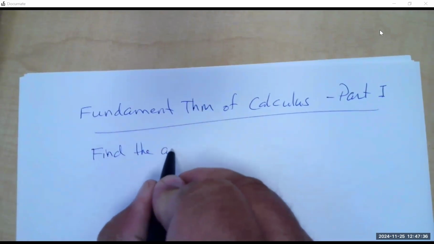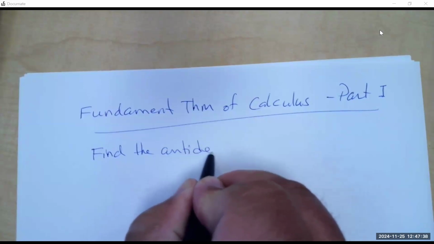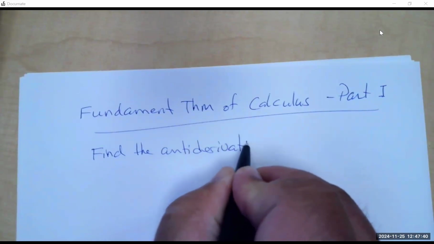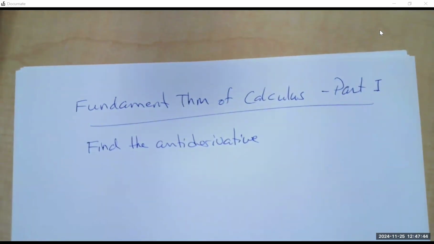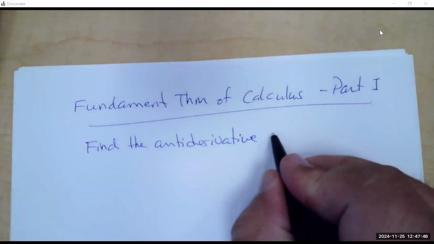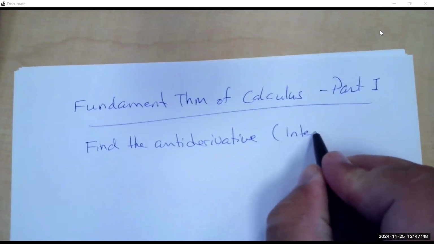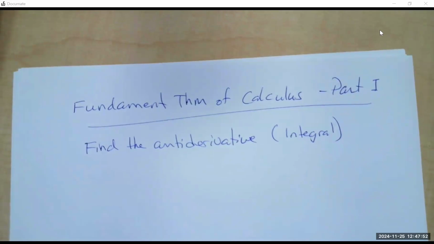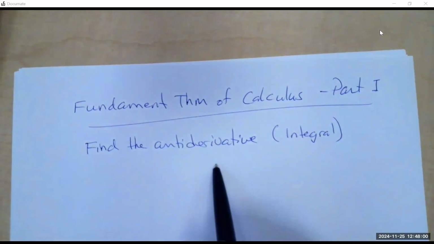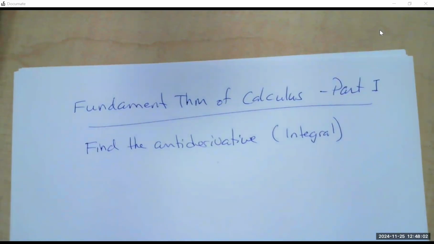Finding the antiderivative. What is an antiderivative? That's just another name for integral, because anti means the opposite. The opposite of a derivative is the integral. So when I find the antiderivative, I'm finding the integral.